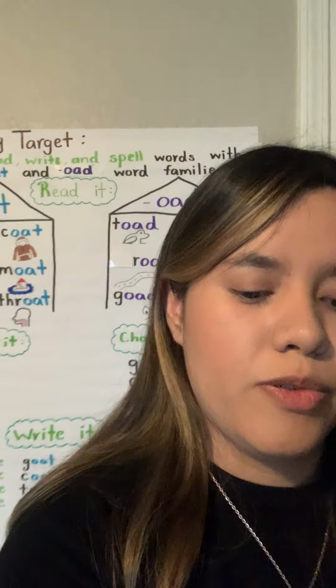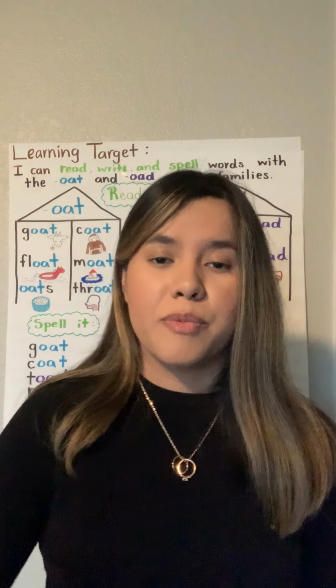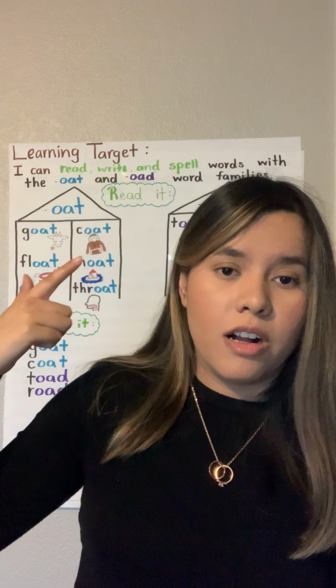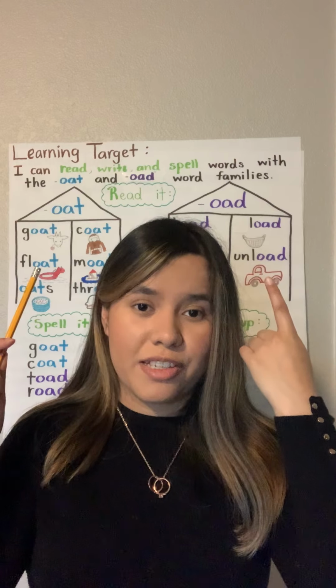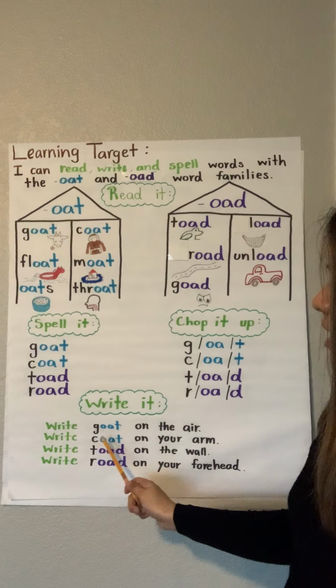Okay, we're going to move on to our last section for this lesson, and this is going to be writing it. So remember, when we write words, we take out our magic finger. So show me your magic finger. And we're going to be writing on the air, on our body, on the wall. So get ready to start writing some words from the 2 families that we have learned about today, boys and girls. Okay? So first, we're going to write goat.